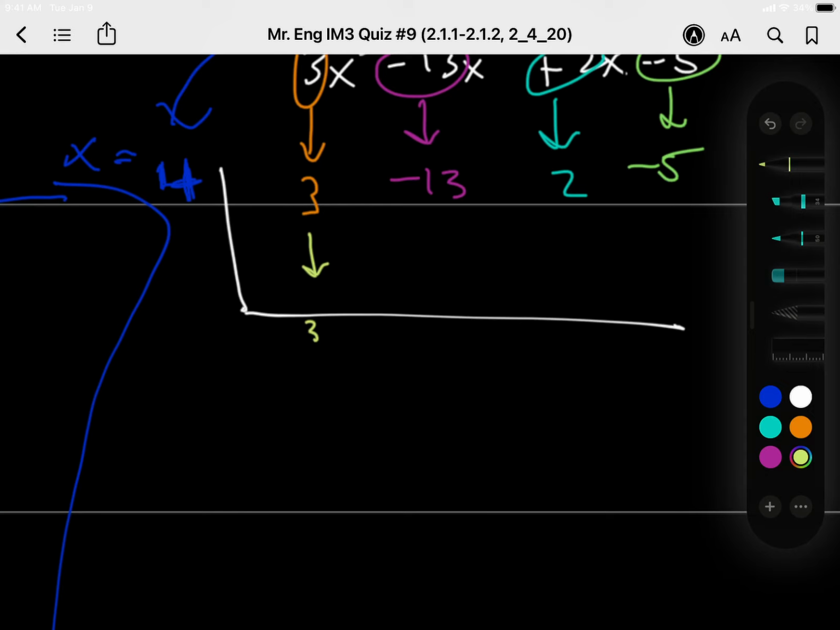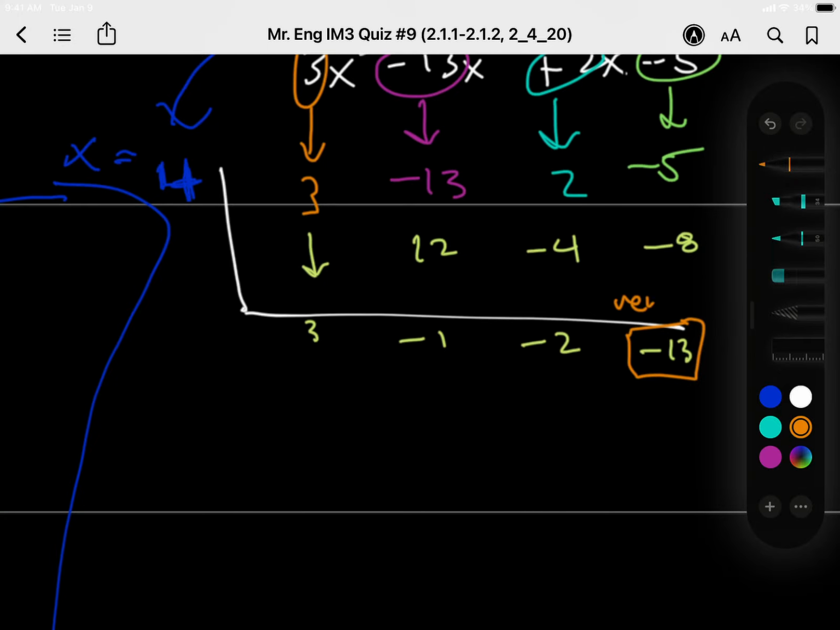Then you're going to multiply diagonal, that would be 12. You're going to add down, so negative 13 plus 12 is negative 1. Then you're going to multiply diagonally. 4 times the negative 1 is negative 4. Then 2 plus negative 4, or 2 minus 4, is negative 2. 4 times negative 2 is negative 8. And if I add down, that is negative 13.